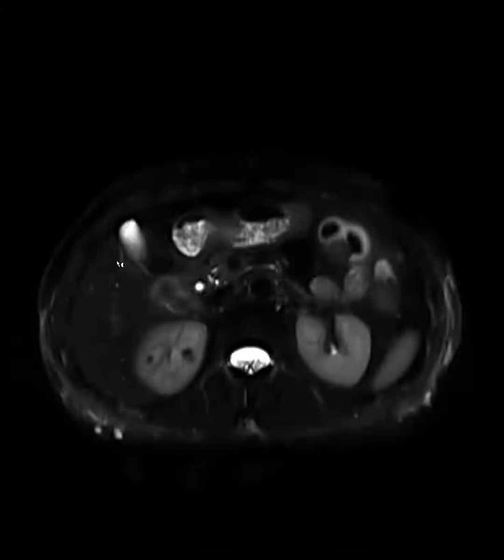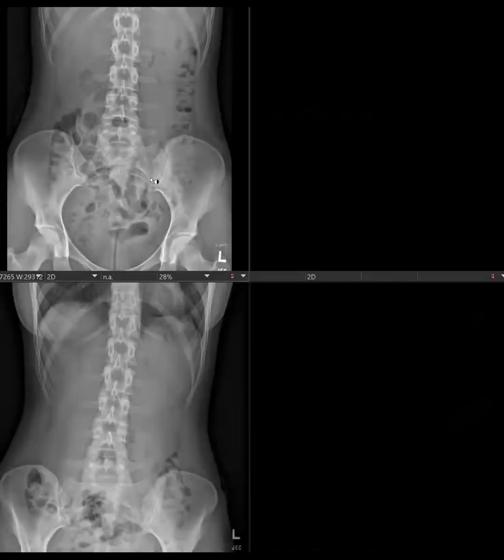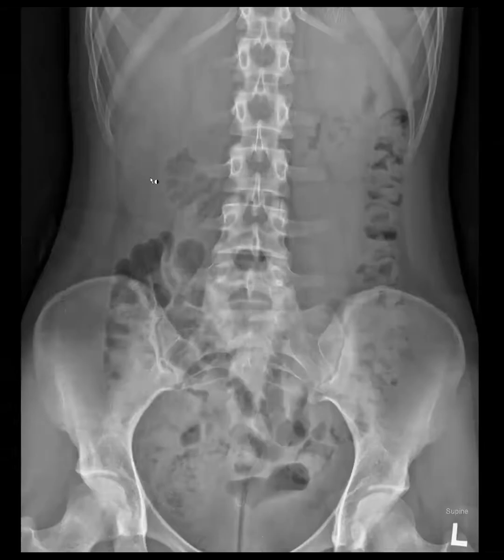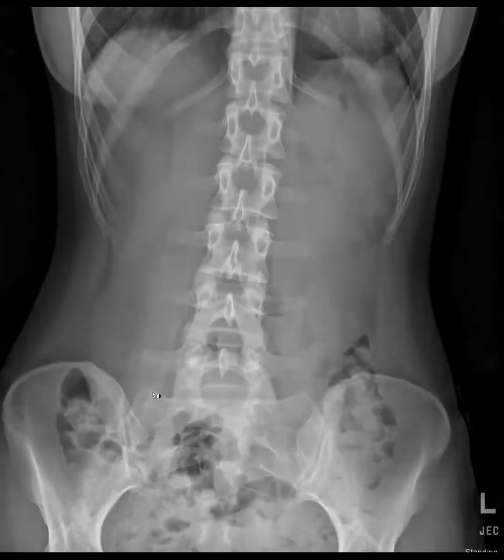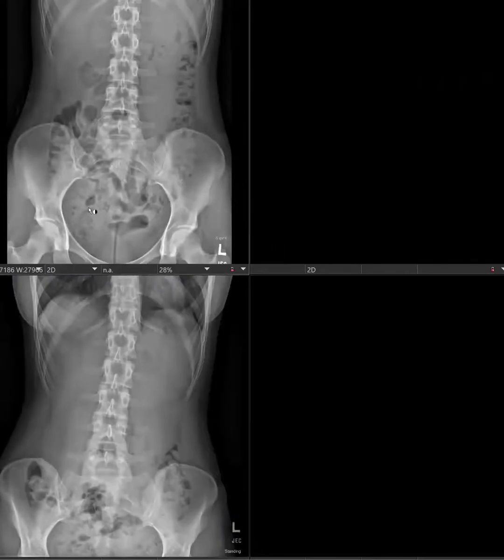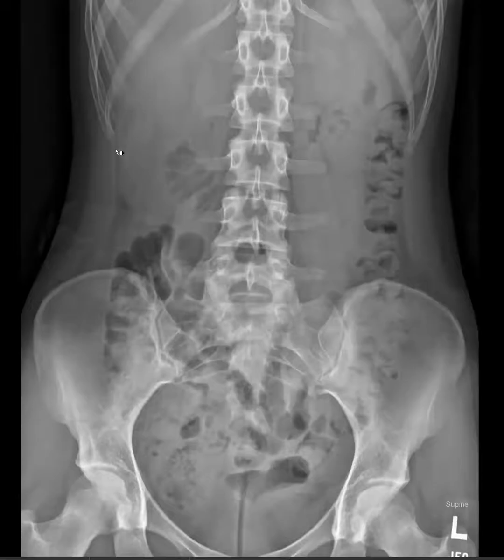Okay, let me pull it up. So this patient had flank pain, and she said that she can feel her kidneys when she's in certain positions. Her kidneys do look big. Oh, here, this one. Is that whole thing a kidney?